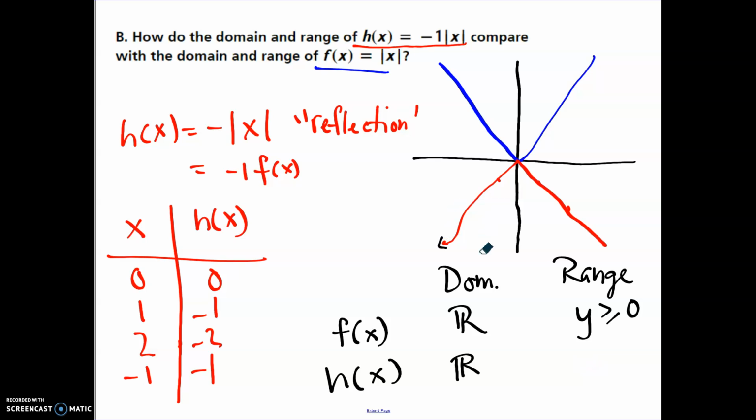This time, if I look at these red lines, it looks like they're going to continue going in the same direction. So as x continues to get big, the range is just going to get increasingly negative. As x continues to get small, the function itself is going to get increasingly negative. So in this case, the range is reflected, and it is less than or equal to 0. It's all negative numbers in this case.